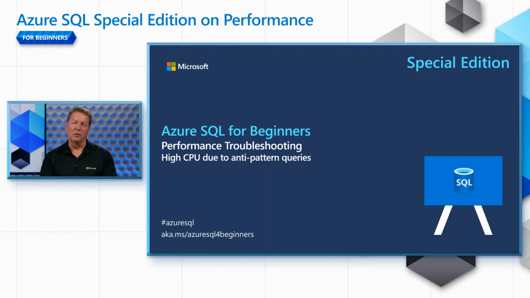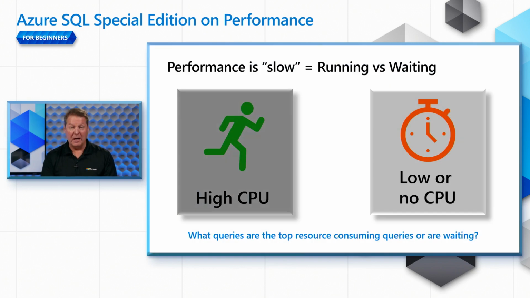In today's episode, we're going to focus on another scenario for performance troubleshooting dealing with high CPU on something called an anti-pattern query. If you remember, in the introduction in the last episode, we talked about this running versus waiting concept. So today in this episode, again, we're going to focus on the running scenario of high CPU, and we're going to look at queries that affect and show why we're having a high CPU problem.